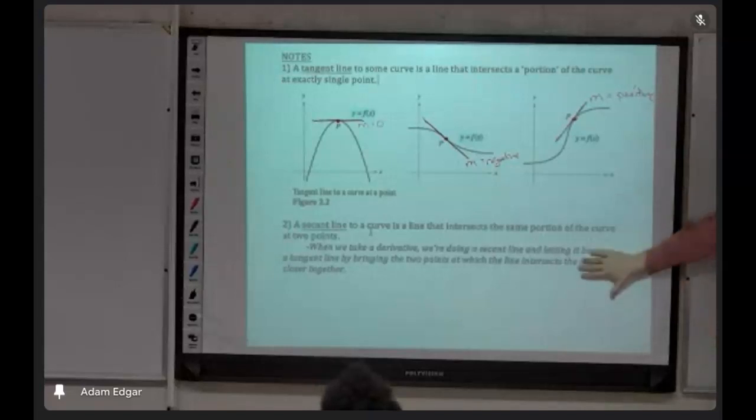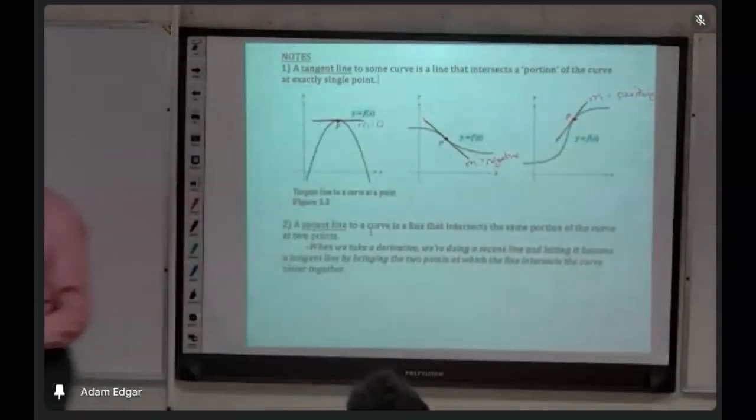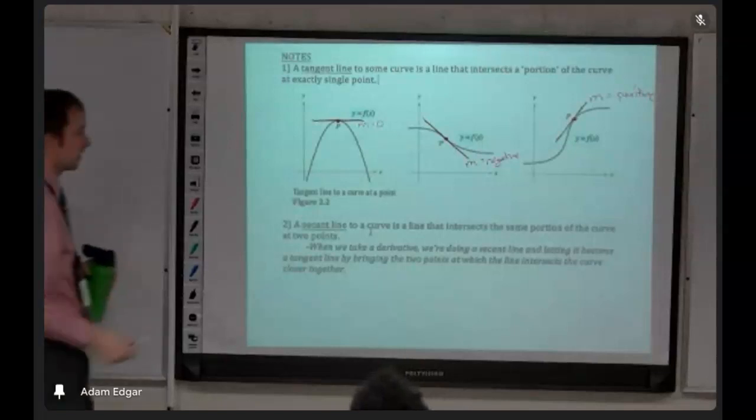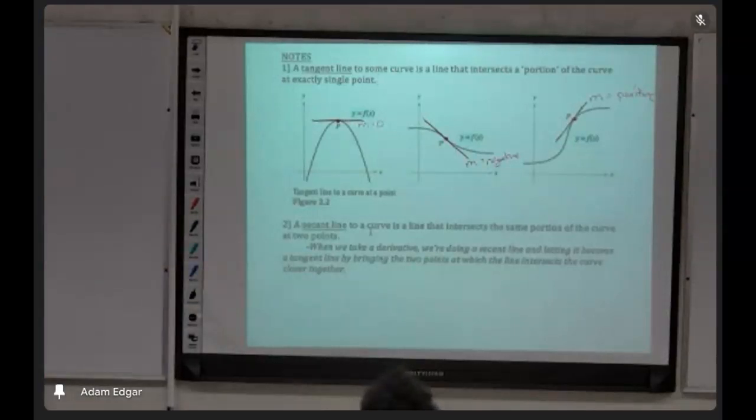All the stuff in italics up here, just read it, don't write it down. So, a tangent line connects to the curve at a single point. A secant line connects a point on the curve to another point on the curve, like we did in the example over there, introducing this.